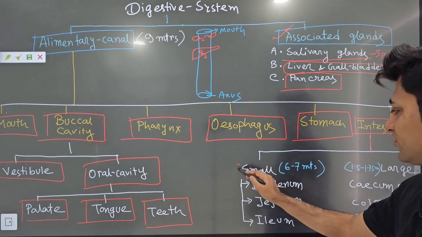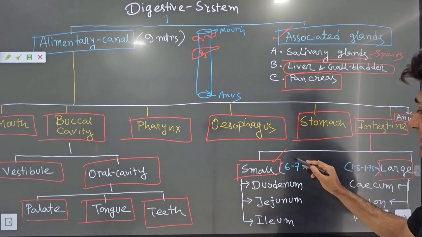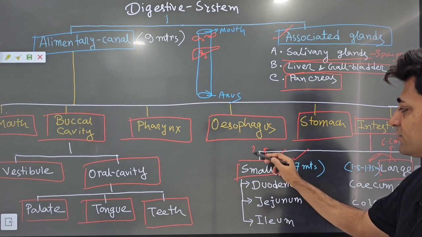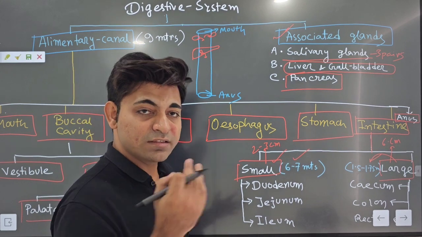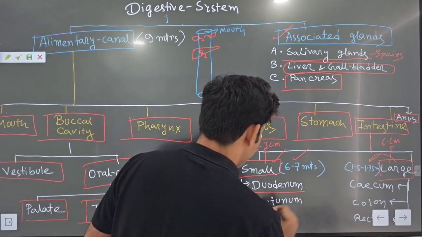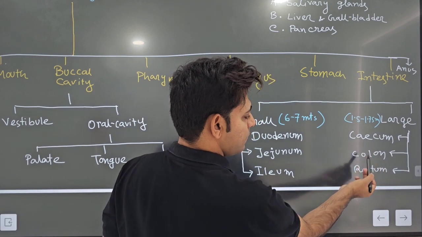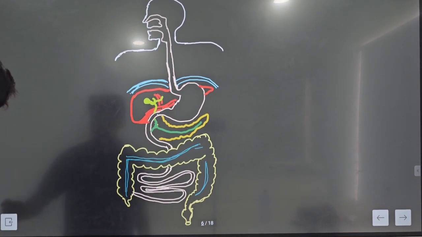Now intestine, there are two types, small intestine and large intestine. Though it's named small, it's the longest part of the alimentary canal, 6 to 7 meters long, whereas the large intestine is only 1.5 to 1.7 meters long. But the large intestine is wider. Its average width is 6 centimeters, whereas the average width of the small intestine is 2 to 3 centimeters. The small intestine has three parts: duodenum, jejunum, ileum, and the large intestine has three parts: cecum, colon, and rectum. So let's talk about this diagram.